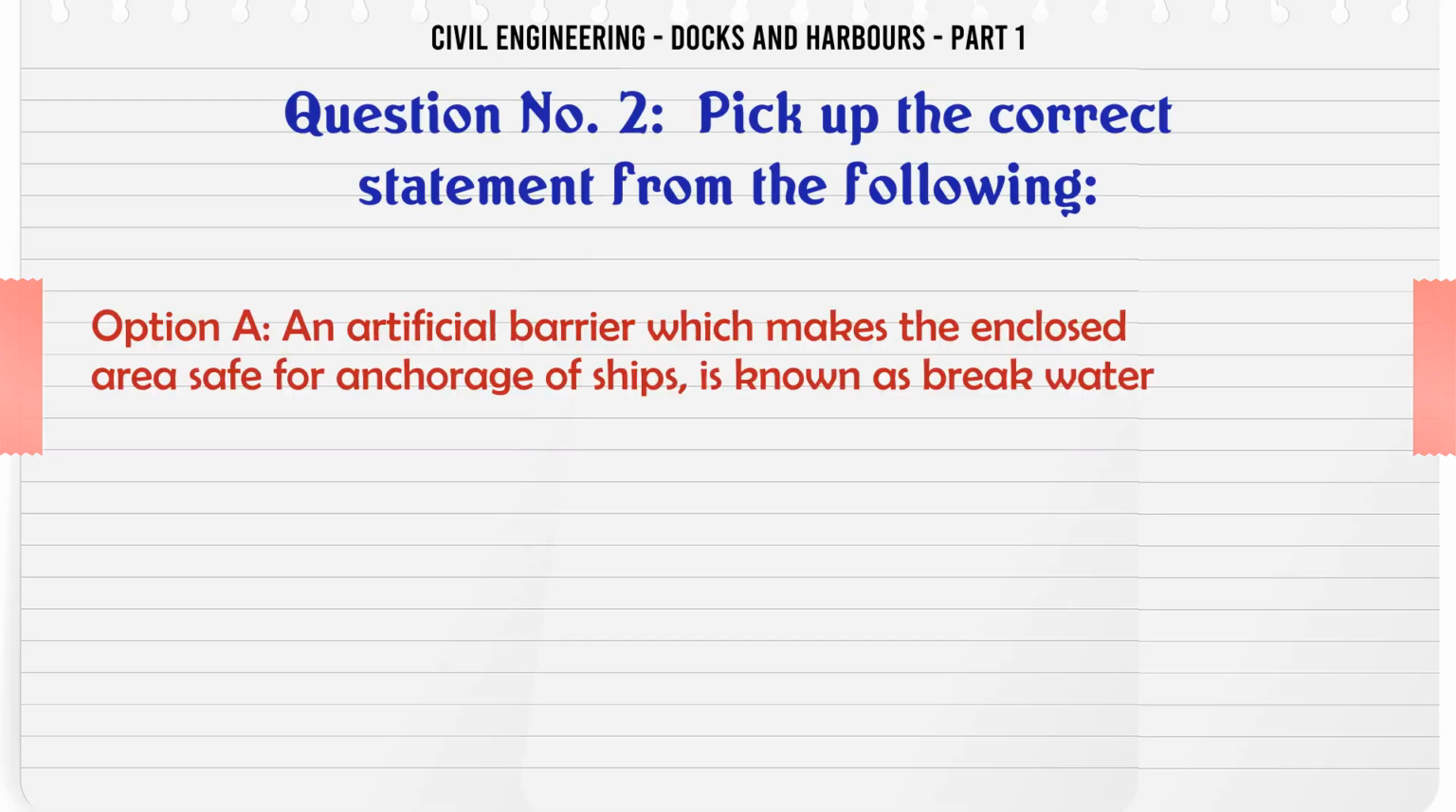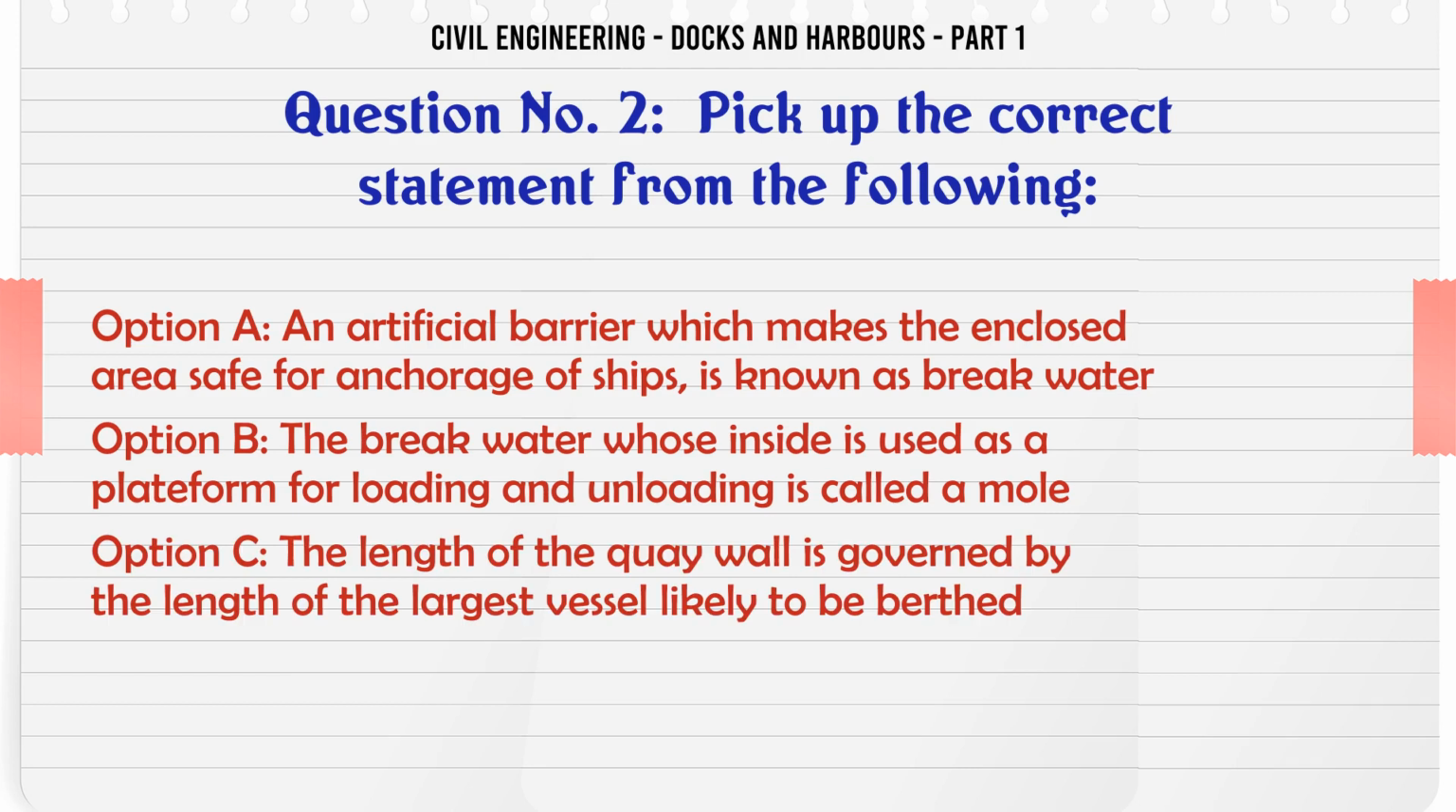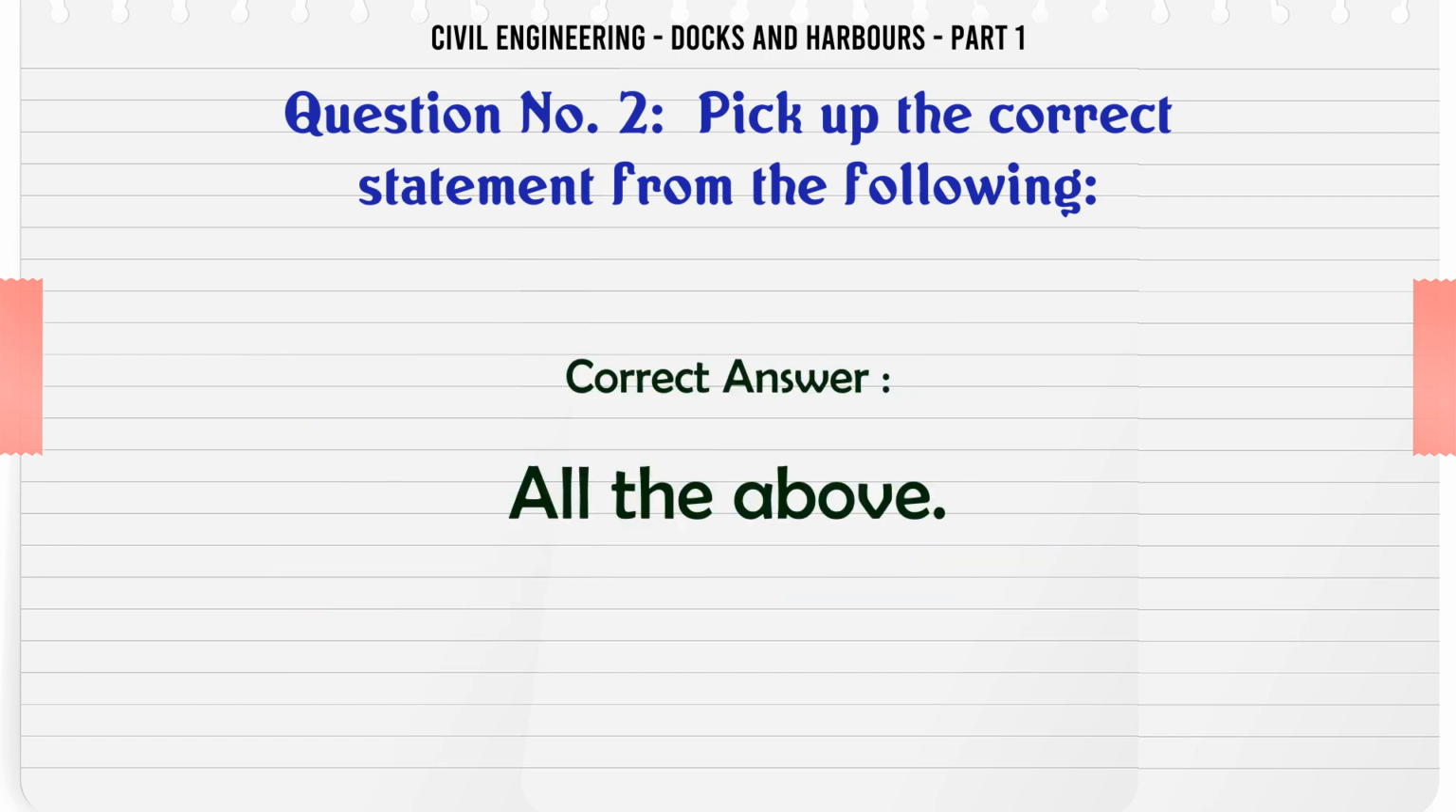Pick up the correct statement from the following. A. An artificial barrier which makes the enclosed area safe for anchorage of ships is known as a breakwater. B. The breakwater whose inside is used as a platform for loading and unloading is called a mole. C. The length of the quay wall is governed by the length of the largest vessel likely to be berthed. D. All the above. The correct answer is all the above.